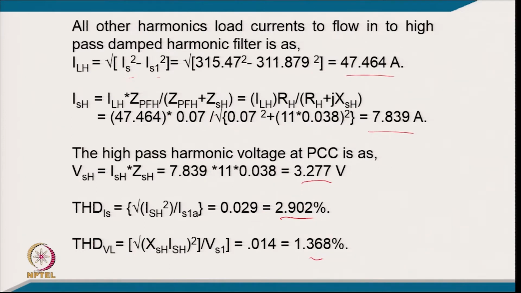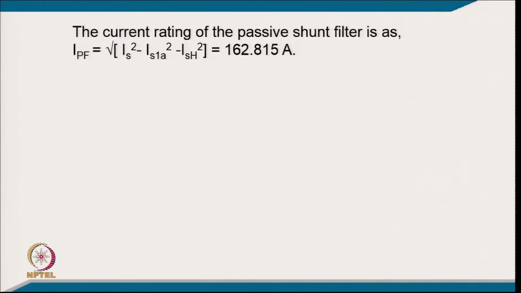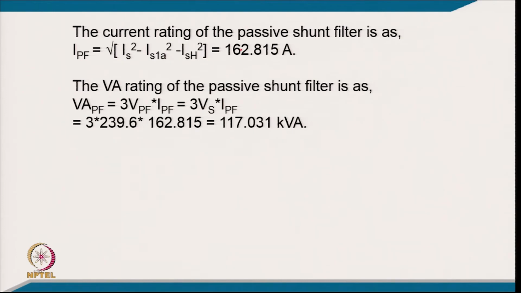1.368%. So, that is the design of the high pass filter corresponding to a 12 pulse converter considering 11th harmonics and above, and your current rating of the passive filter is from this relation: ISH square minus the fundamental active current minus the current which is flowing into the source, typically into shunt. So, that comes 162.815 ampere, and the voltage rating of the passive shunt filter will be typically 3 into the voltage across the passive filter, then the current of the passive filter. So, it comes 117.031 kVA.